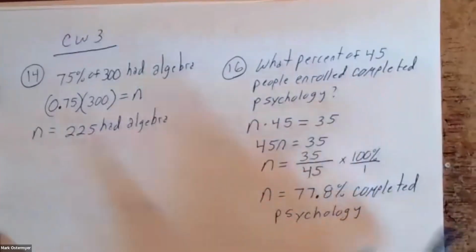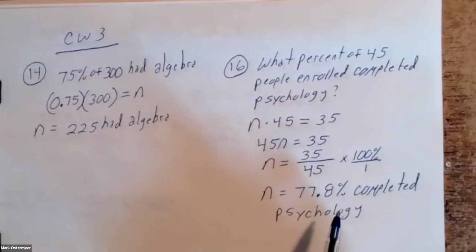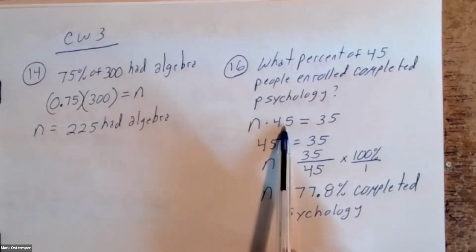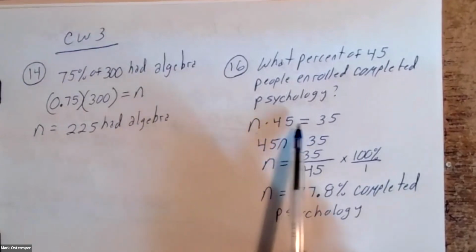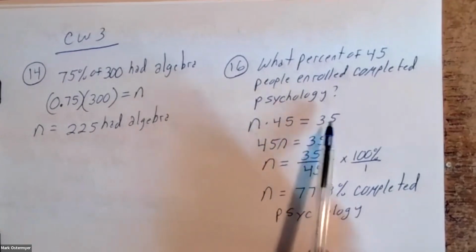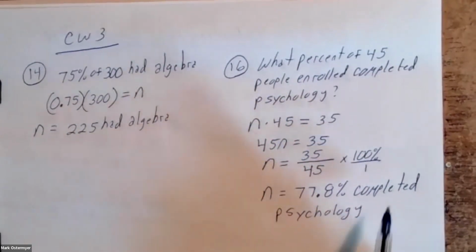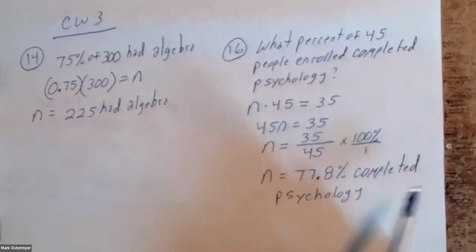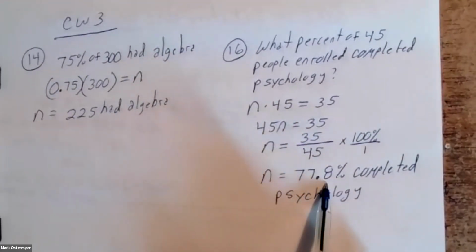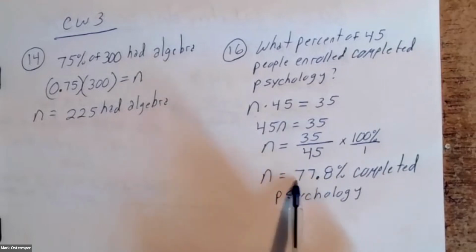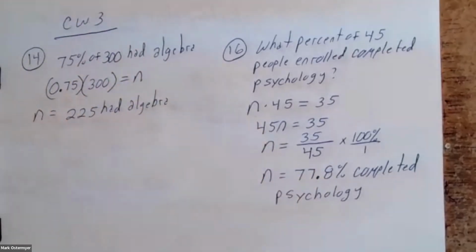The second one says, what percent of the 45 people enrolled in psychology actually completed psychology? So what percent of 45 students enrolled in psychology actually completed psychology? This would be the equation you set up. Then you solve for the percent. Make sure your final answer is rounded off to the nearest tenths, one decimal place, and you attach the percent symbol. Did we get that correct there? All right, nice job.